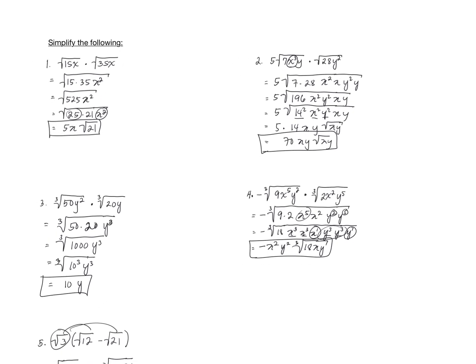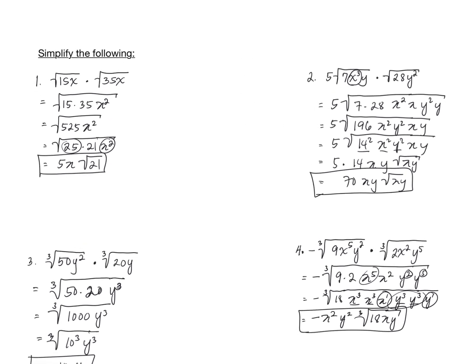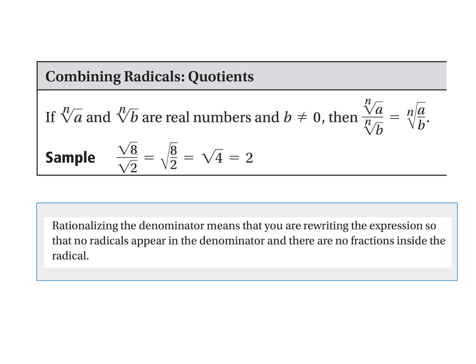Okay, so we have accomplished everything that we needed to accomplish in this practice. Now let's look at combining radicals, but this time it's going to be in quotients, or it means to say we're going to be dividing radicals. So if the nth root of a and the nth root of b are real numbers, and b is not equal to 0, then the nth root of a divided by the nth root of b can be combined, and we can say that it is the nth root of a over b.